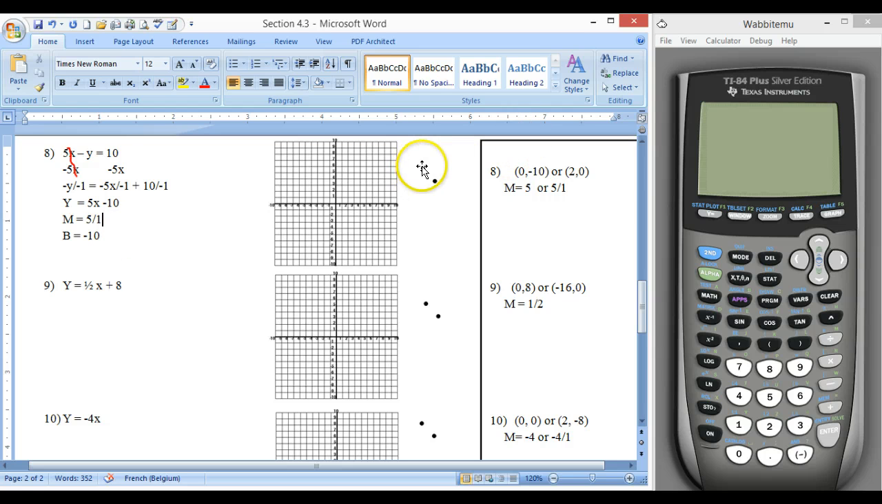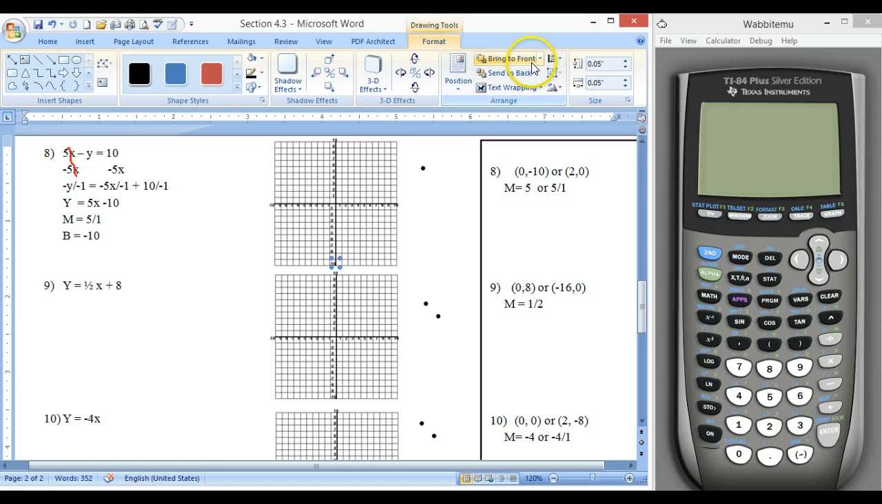Now I have my two dots that I've already created, and I'm going to go find my -10 on my graph. On the y-intercept, so I go straight down here to a -10. I can't see it very well. Oh, that's because it is hiding behind it. Bring to the front. There we go.